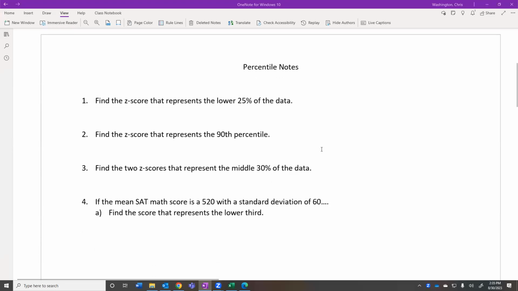All right, so percentile notes. We want to find the z-score that represents the lower 25% of the data. So what is the z-score that represents the lower 25% of the data? So now I'm giving you the percentage, and we're kind of working backwards. A lot of times that's how math works.